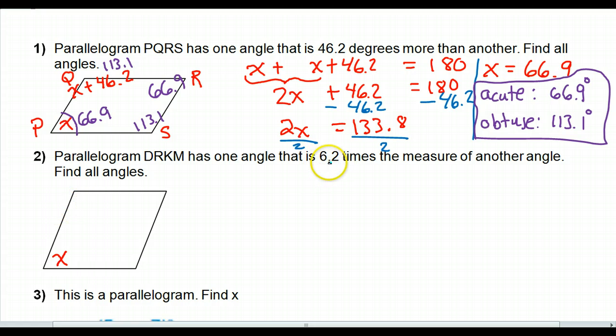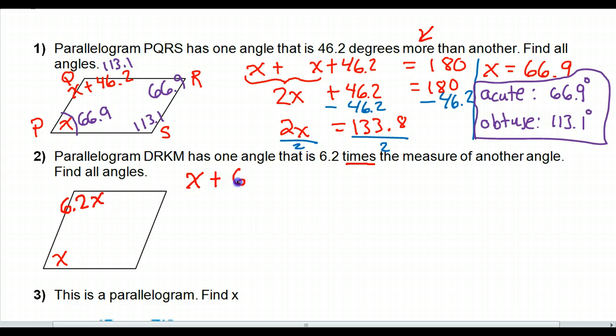So if it says 6.2 times another angle, that means literally 6.2 times the other angle. So notice on the last one I did x plus 46.2 because that was 46.2 more than. This time I'm doing 6.2 times x because it says 6.2 times the measure. The rest is going to be the same. Again, these are supplementary.